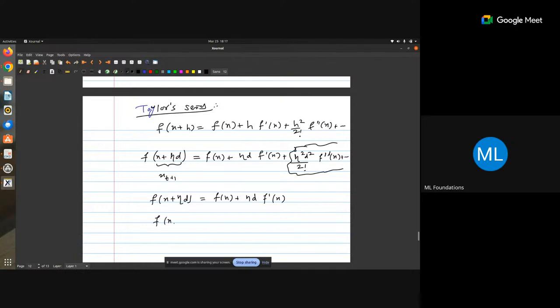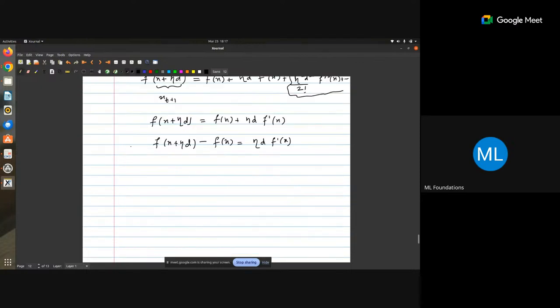Now, f(x + eta d) minus f(x) is equal to eta d f'(x). So my gradient descent algorithm is giving me the correct direction when this has a negative value. So will f'(x) be positive or negative? It can be anything.